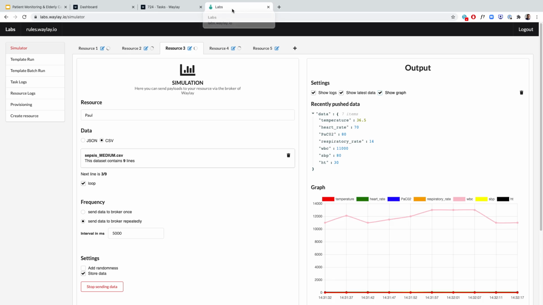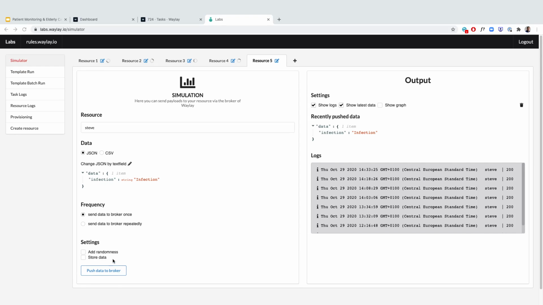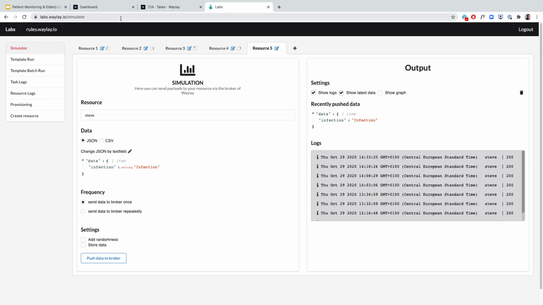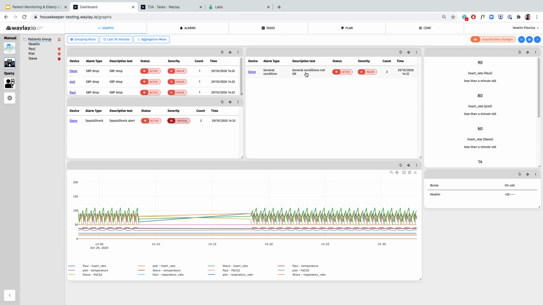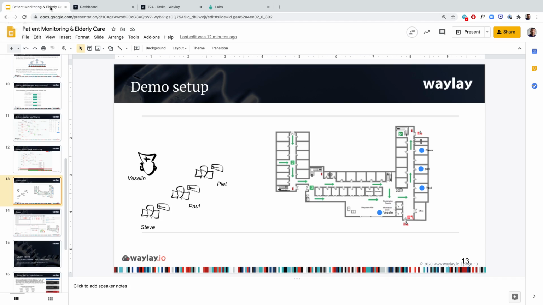Now, in order to simulate infection, I will also push measurements showing that Steve has an infection. And as a result of that, I'm getting a call. Shock for the patient Steve. I repeat, alert sepsis shock for the patient Steve. So now as a nurse, I can go back here. I'm getting a call. I go back here and understand there is Steve who is really in dire need. And I can go back to the doctor and deal with that emergency right away.